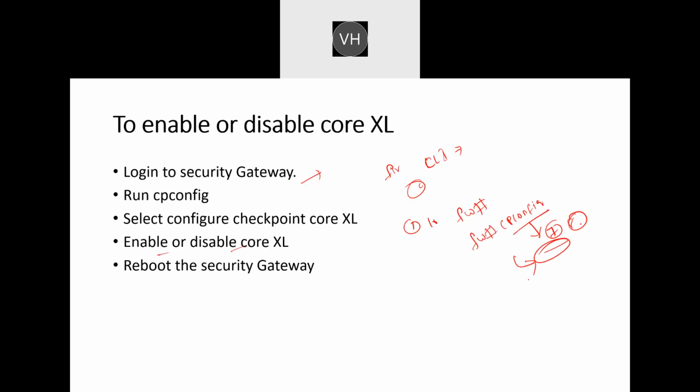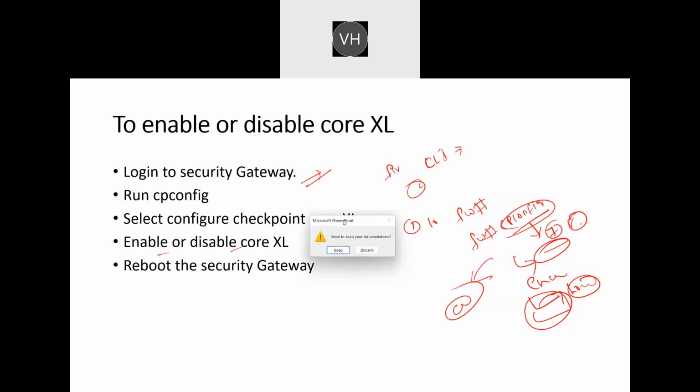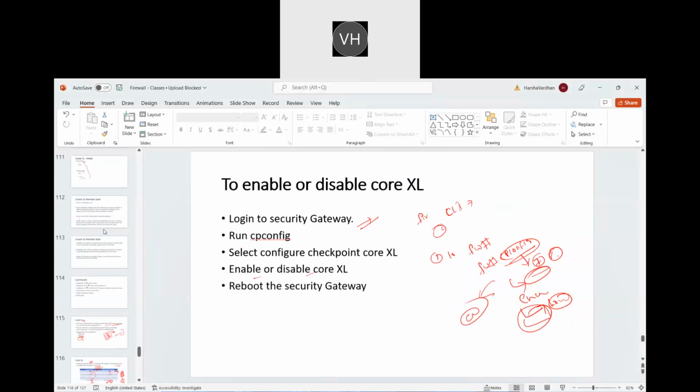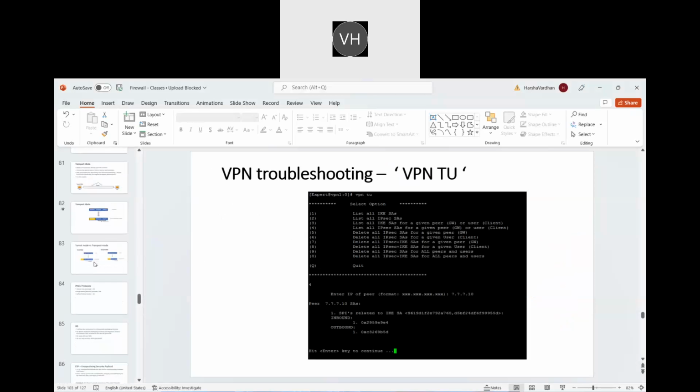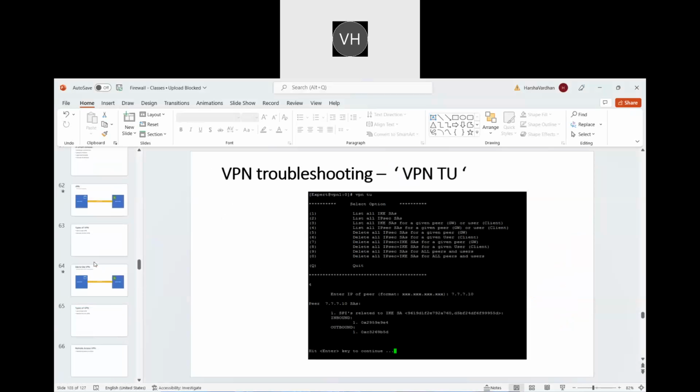If you want to enable, select enable, and it will ask how many cores you want. If you want to disable, it is the same thing again. So log into the gateway, run the cpconfig command, select the Core XL option, and disable it. You can see what options are available in the cpconfig command; we discussed them in earlier classes. Let me show you that. Somewhere we discussed it actually.